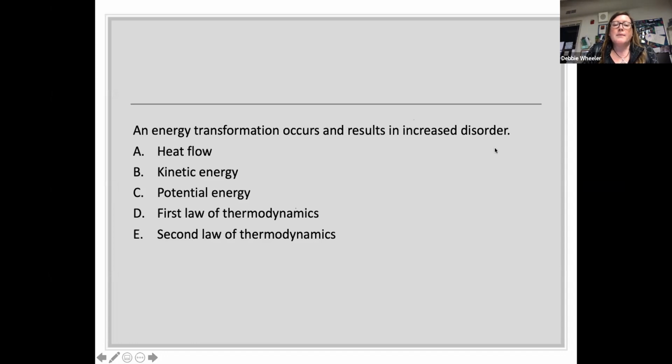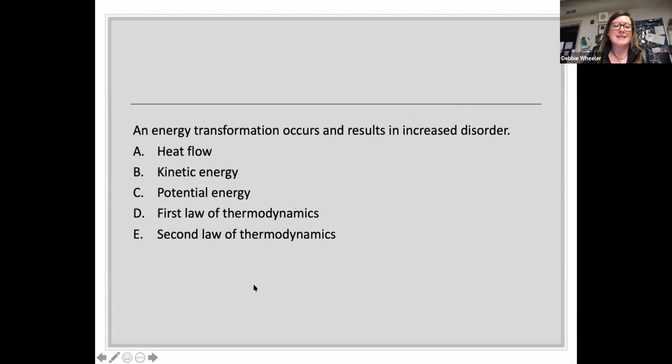Okay, and I'm going to go through these fairly quickly. I won't bother with a poll if you guys want to just type in an answer. An energy transformation occurs and results in increased disorder. What would you call that? A, heat flow, B, kinetic, C, potential, D, the first law, or E, the second law?